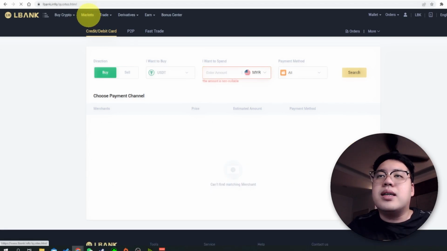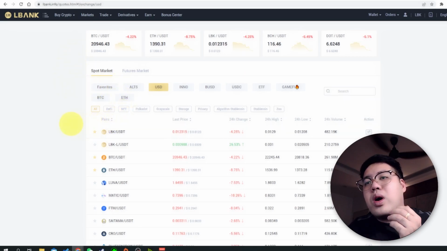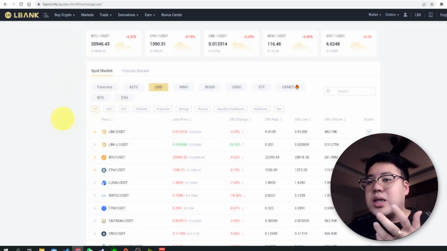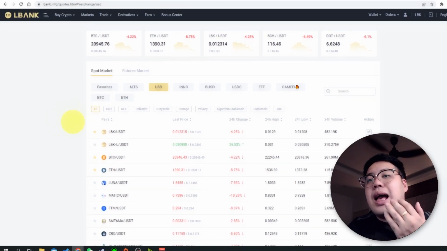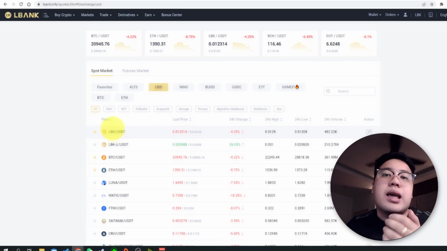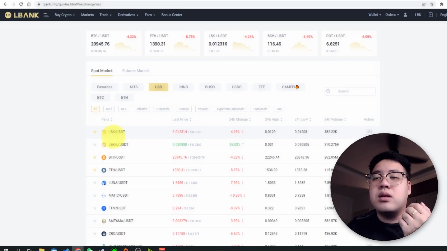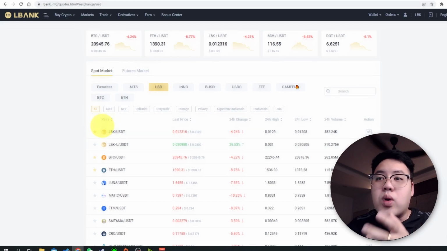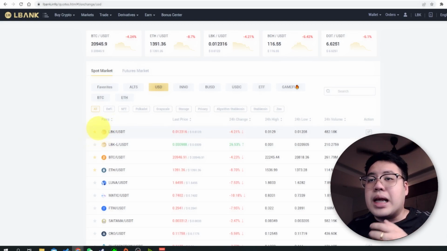And what you're going to do is click Market. Market is where you see overall what coins and tokens they have on offer in Lbank. Lbank has its own LBK token, which is their native token. If you want to buy their native token, go ahead, because with LBK tokens you can do all sorts of things, which I'll explain later.